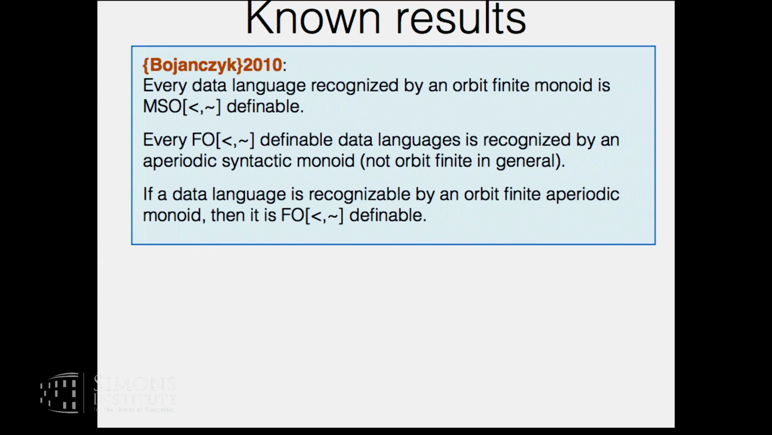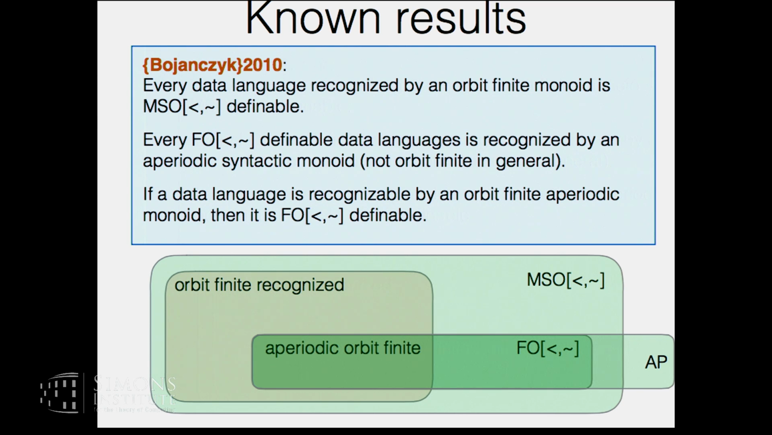Just before, to tell what we know, this business of nominal orbit finite monoids was introduced by Mikołaj Bojańczyk in 2010 under the name of data monoid, because he reconstructed everything from scratch. And what we know is like that. Every data language that is recognized by an orbit finite monoid is definable in this logic. If you are definable in the first order fragment, then you are aperiodic. I will not talk about what it is. And that's the most difficult part. If you are recognizable by an orbit finite aperiodic monoid, then you are first order definable.